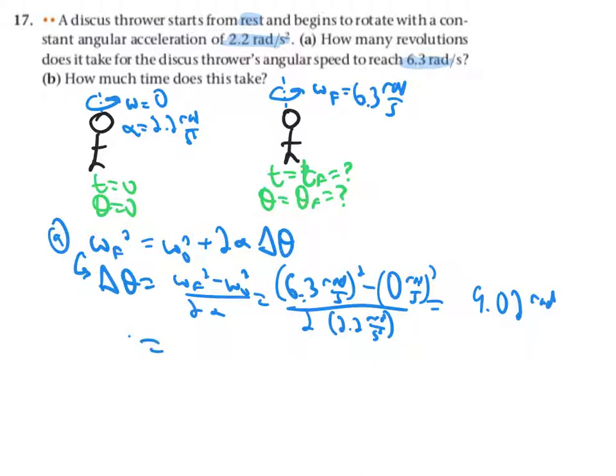They wanted it in revolutions. So we say 9.02 radians, and every revolution is 2 pi radians, so we get 1.4 revolutions.